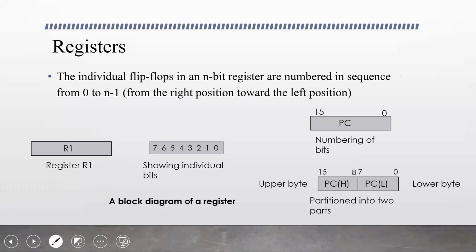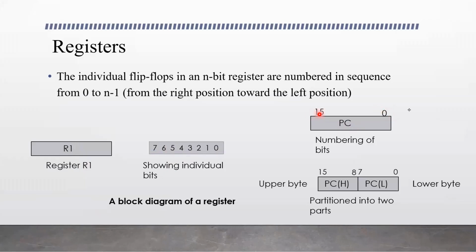If you see the block diagram of a register, we see register R1 here. It is named R1, and the individual bits are shown like this. The 0th bit and first bit of the register; the 8-bit register has bits 0 to 7. When information is stored in the register, the bits can be numbered. Here is the program counter PC with 16 bits, so the 16 bits are numbered from 0 to 15.